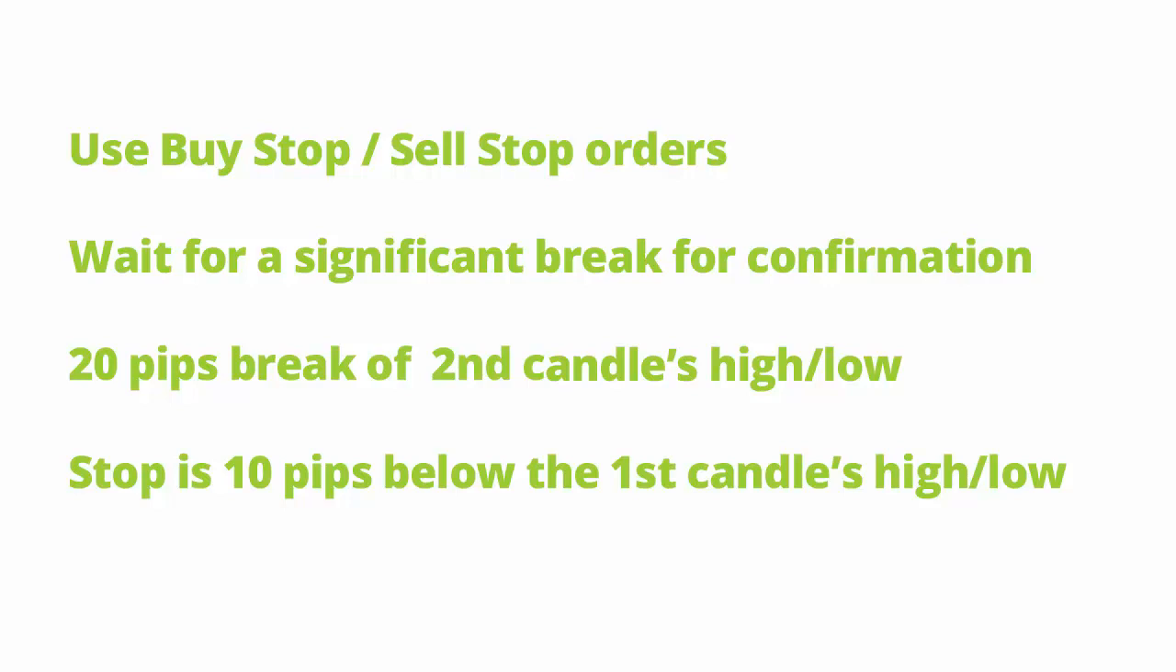For stop loss, I use a 10 pip distance from the high or low of the first candle. These are just random numbers that I chose, and it is not critical to the strategy in any way. You can experiment with your own numbers. Here is an example of a long setup.